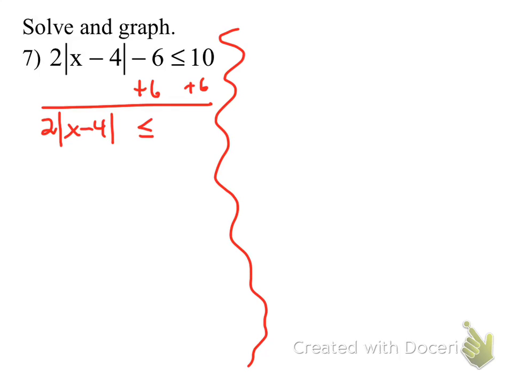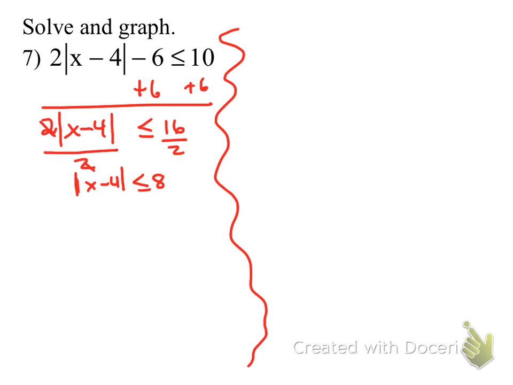Is less than or equal to 16. Next step, Kiana. Divide both sides by 2. And we are left with the absolute value of x minus 4 is less than or equal to 8. Now, this is the point when the absolute value is alone. This is the point where you determine if it is an intersection or a union, a conjunction or disjunction, an and or an or statement.